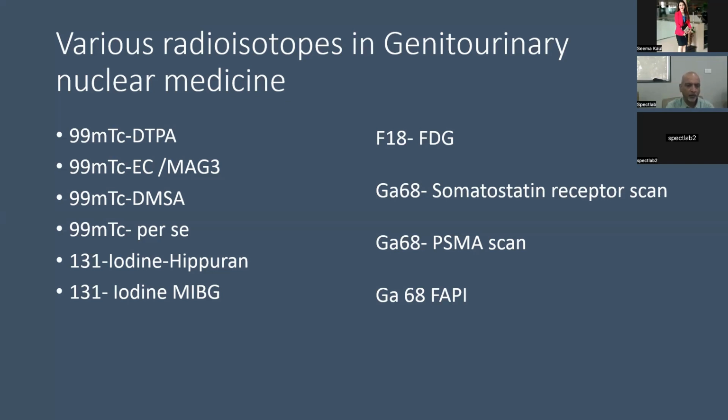DMSA, the gold standard for pyelonephritis and renal scars. Iodine-labeled heparin we don't use because of high radiation burden, and MIBG, of course, for pheochromocytoma.